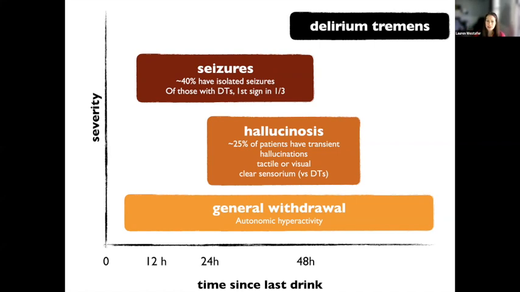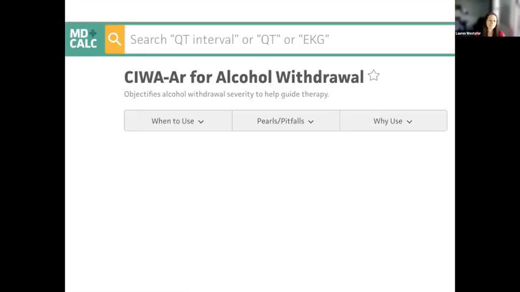Patients can start to get the hallucinations after about a day or so without a drink. And then delirium tremens happens as sort of a later consequence when they start to get really altered as well. And that's about 2 days after the last drink. And these are sort of general approximations. Patients can differ, but often it's sort of this type of progression.